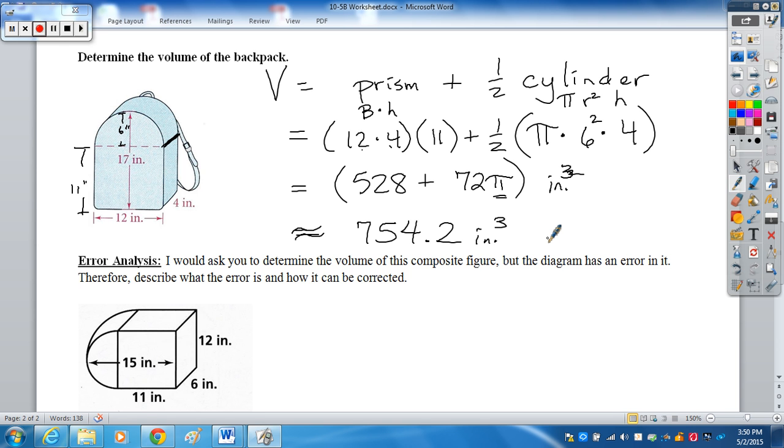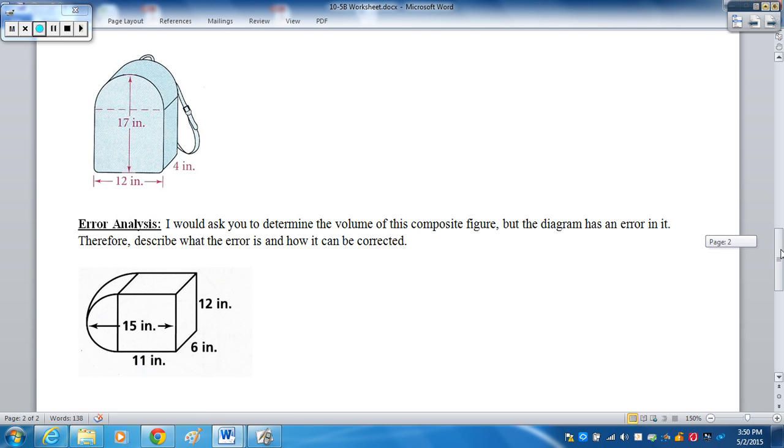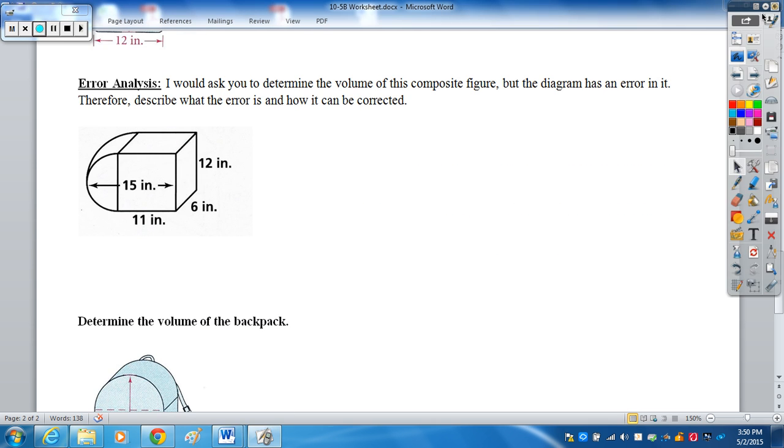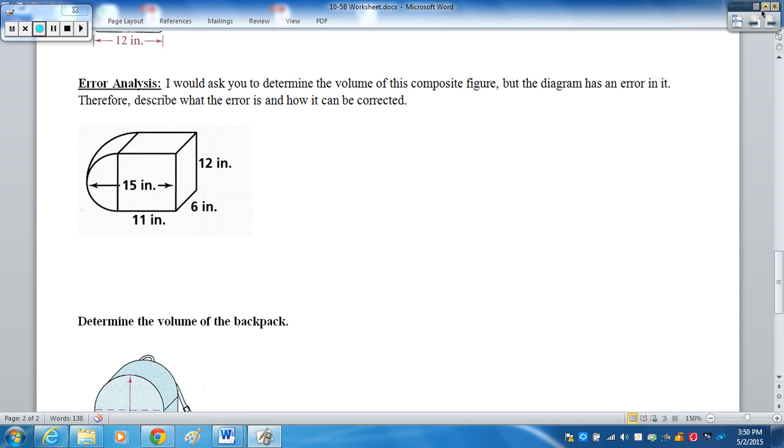cubic inches. All right, now I have an interesting problem down here that I actually have kind of an embarrassing story on. One of my first years teaching, I thought that this was a great problem to give. So I scanned it in, projected it up, and we're talking about it in class. And I'm starting to look at it, I'm like, oh man, this is not good. Not good at all.